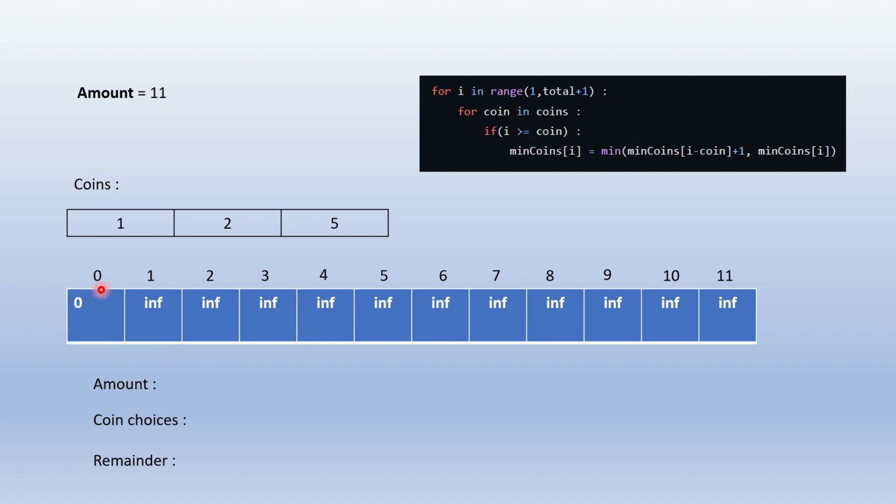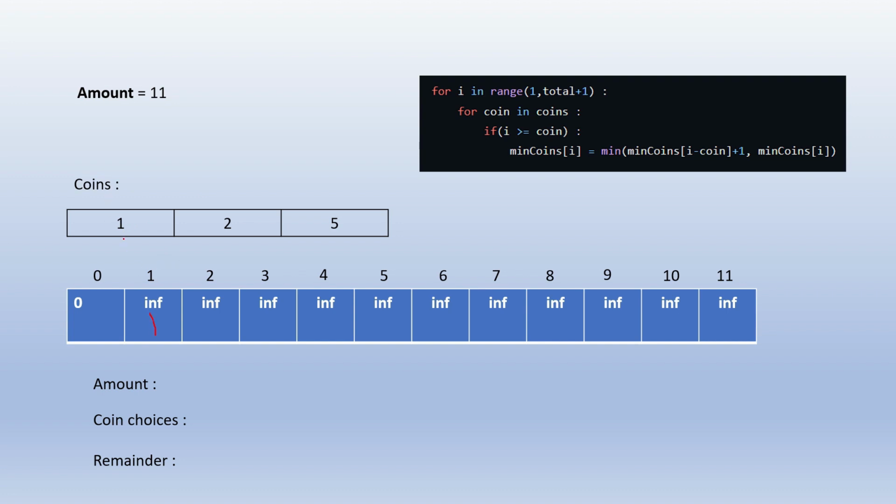If we take 0, we need 0 coins to make the sum 0. If we take 1, we need 1 coin, which is 1. We check what are the values that are less than or equal to the amount 1. In these coins, 1 is the only value that is less than or equal to 1.